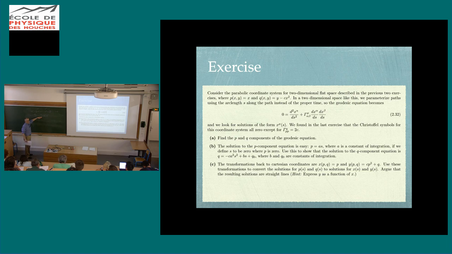What's this? Zero, yeah. There aren't any Christoffel symbols, so I get just that the double derivative is equal to 0. So what's the solution? P is equal to A S plus a constant. Let's define that constant to be 0, meaning that the P coordinate of our particle at S equals 0 is going to be 0. All right? So great. Now let's do the other one.